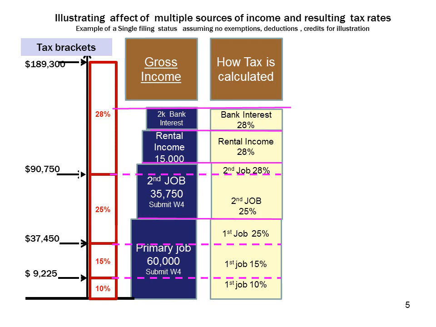This example is presented to highlight the effect of multiple sources of income and the different tax rates they may attract. John Smith here receives $60,000 taxable income from his primary job, $35,750 from a second job after hours, $15,000 rental income from his second house, and $2,000 in bank interest on his savings. As we have seen in previous screens, different tax rates apply to the different tax brackets.